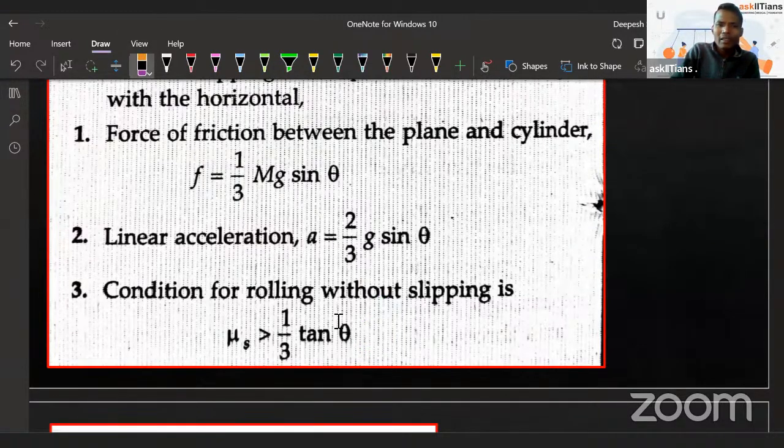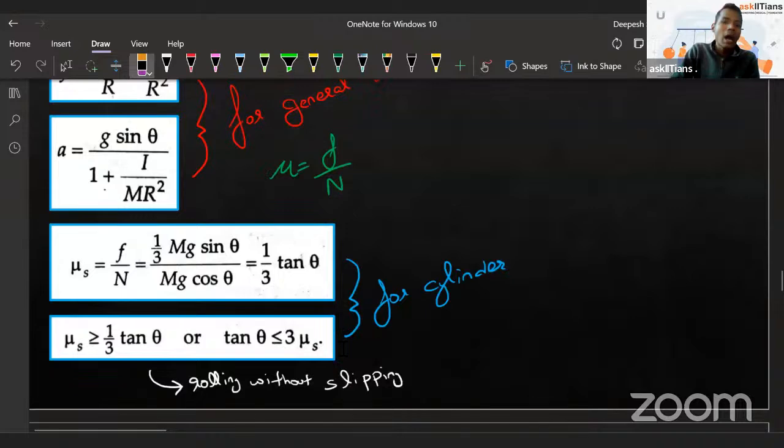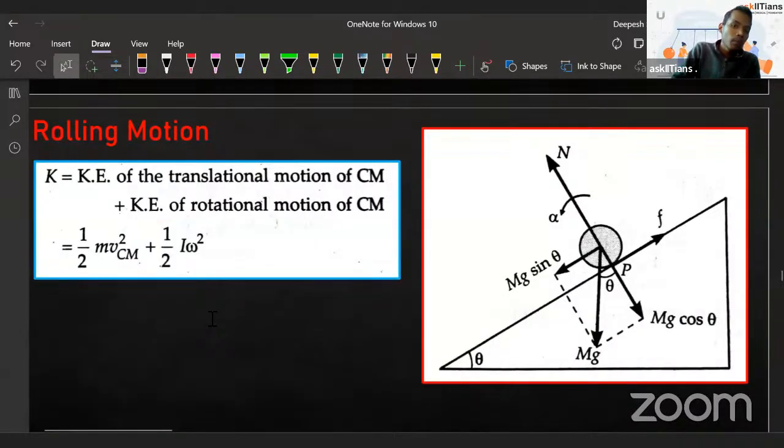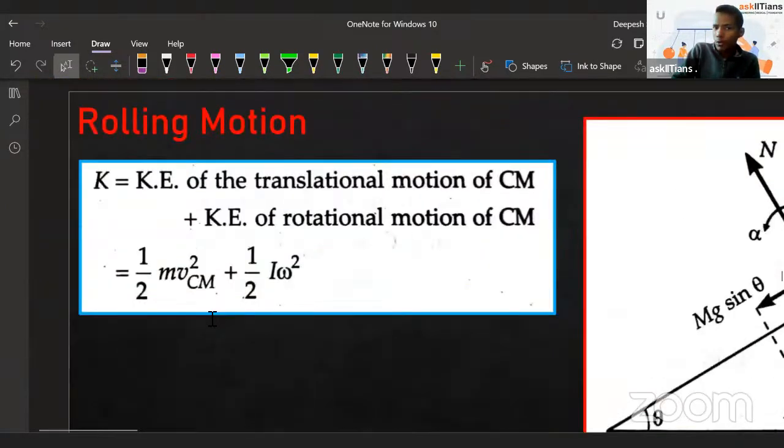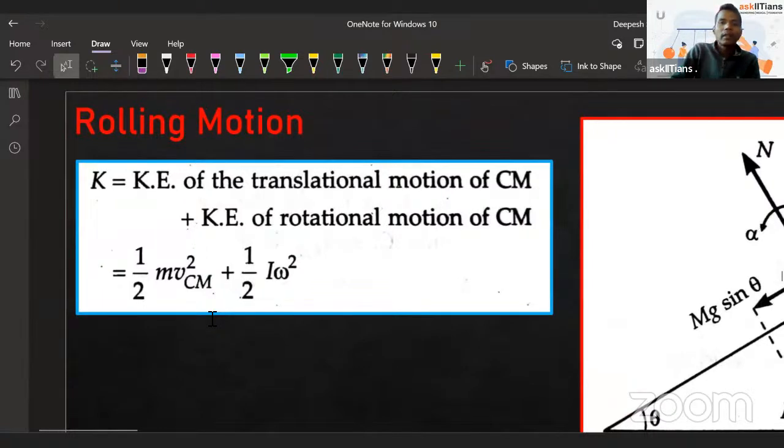Then there is one more thing which I personally do not consider to be very important, but you can make it on your own. The formula is very easy. That is, if you want to make the formula for kinetic energy.